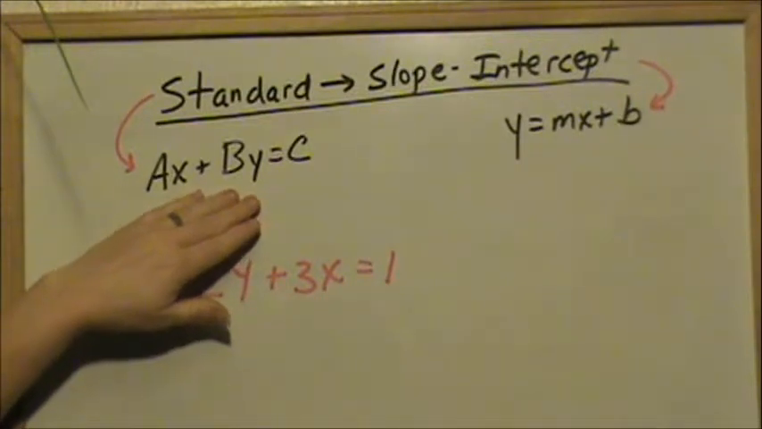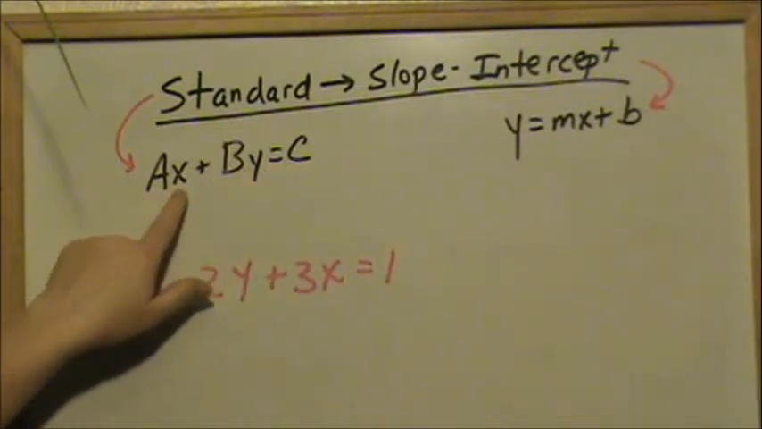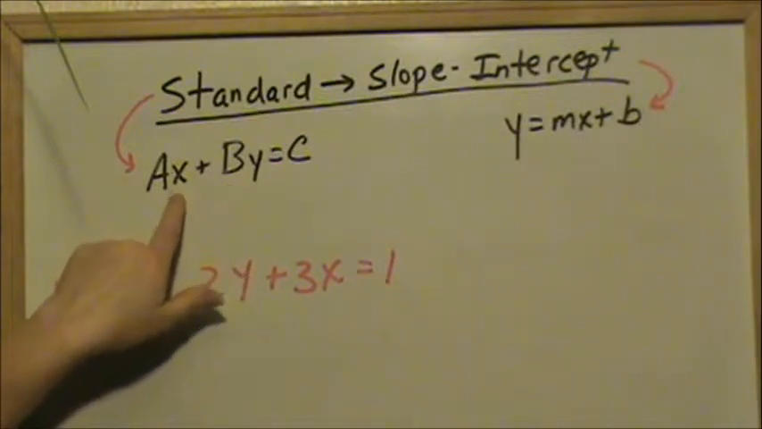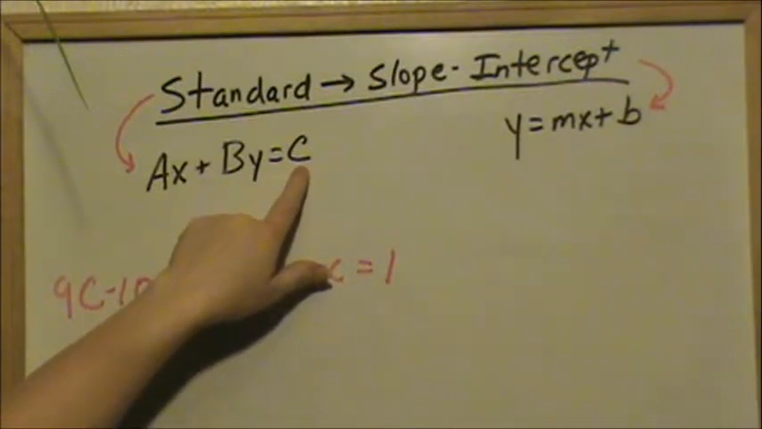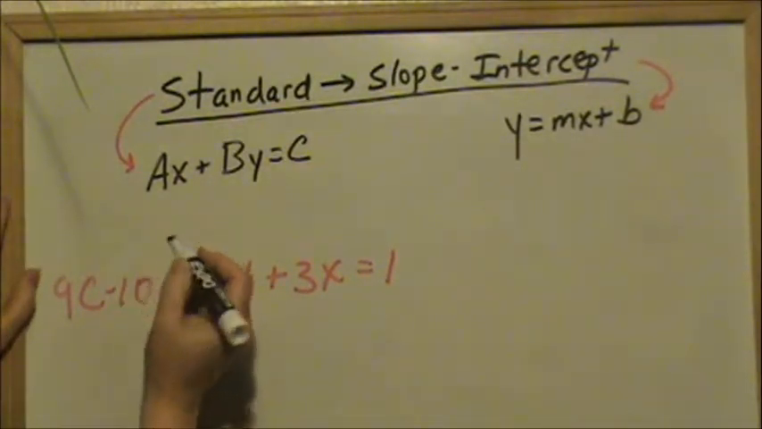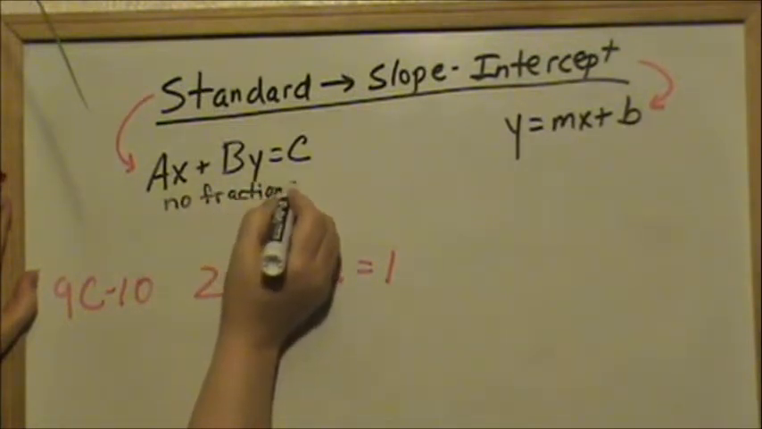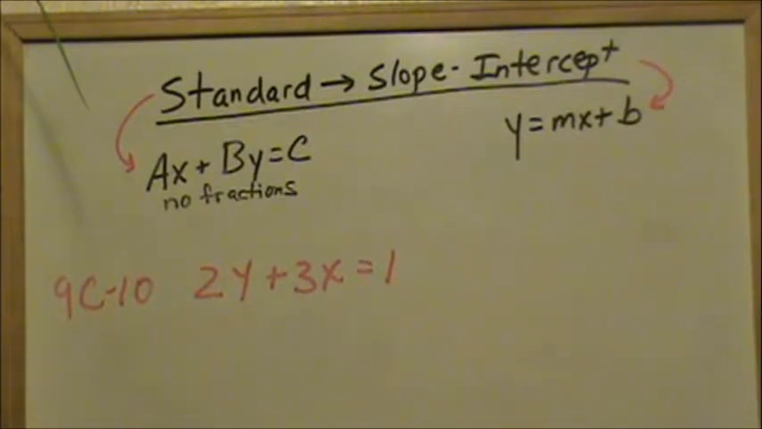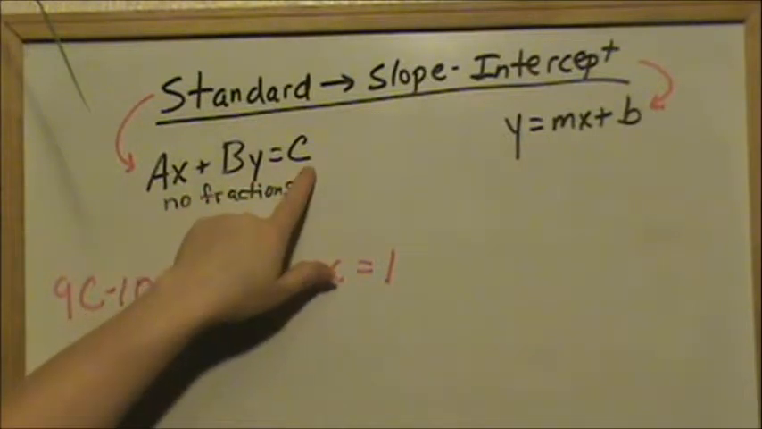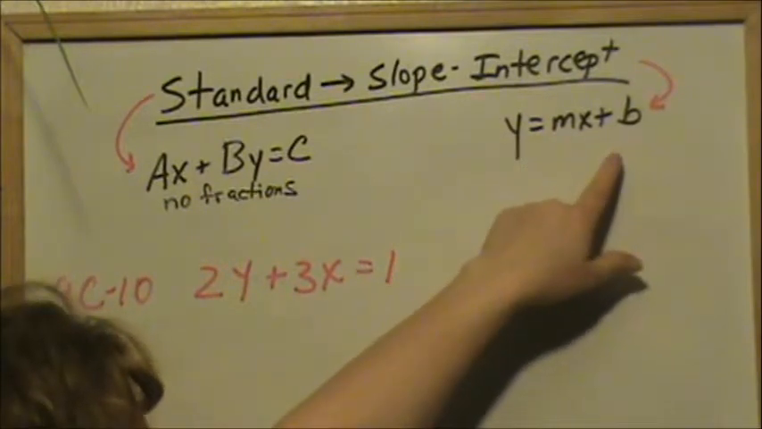Standard form is when you have x's and y's on one side of the equal sign and whole numbers on the other side: ax plus by equals c. Your a and b are the coefficients in front of your x and y, and c is just a whole number. There are no fractions in standard form. You will never see fractions in standard form, okay? So again, standard form has x and y on one side of the equal sign and whole numbers on the right. Slope-intercept form has y on one side and everything else on the other side.